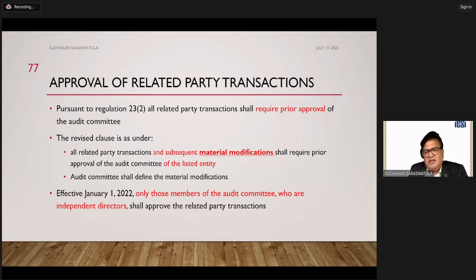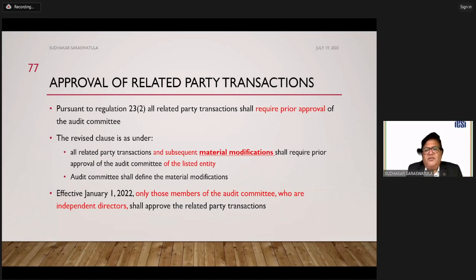However, there is a subsequent material modification. Now, what is a modification? We can understand, but what is a material modification? Is it the terms and conditions? Is it the delivery period? Is it the quality of material? Is it the pricing? Is it the discounting? What exactly is material modification?